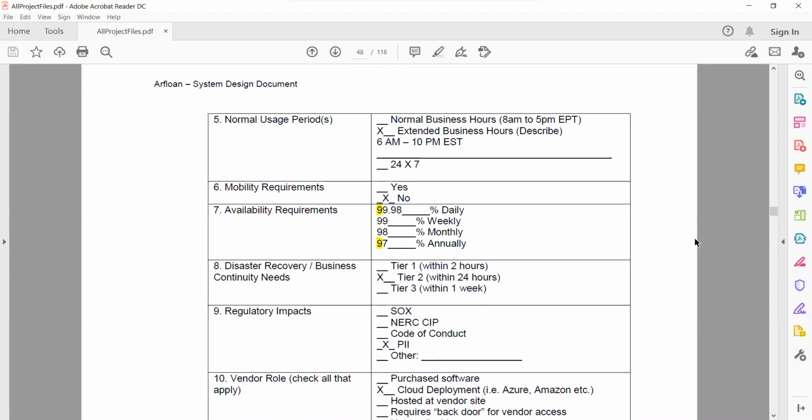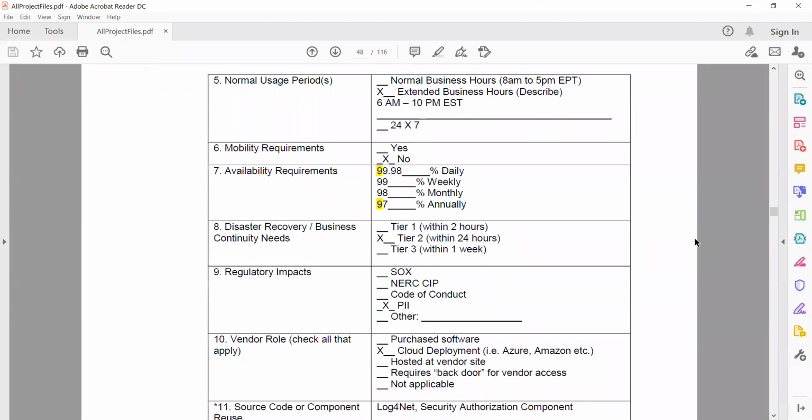And here is the detail for that tier 1, 2, and 3 that you were talking about. What is the recovery time? Is it like 2 hours, 24 hours, or 1 week?